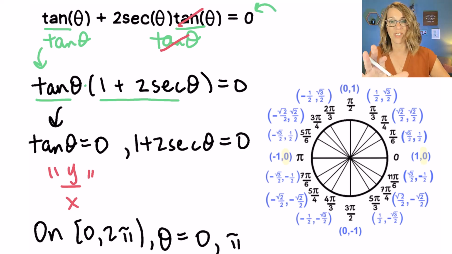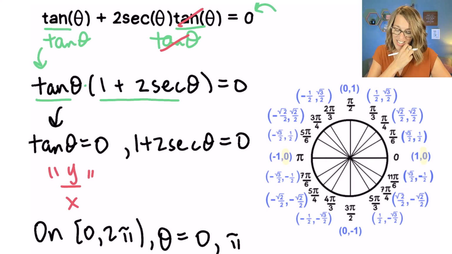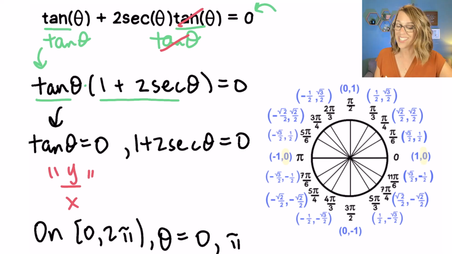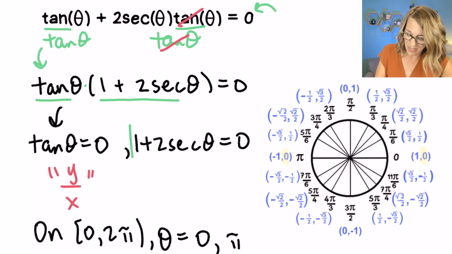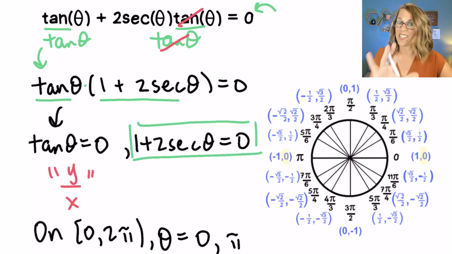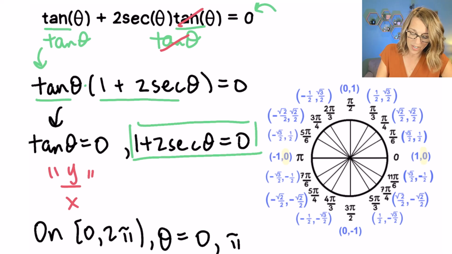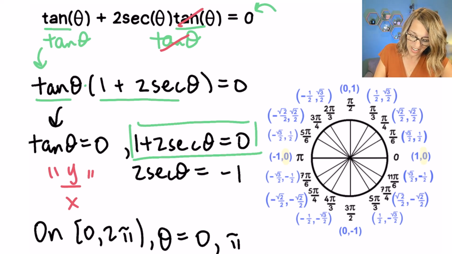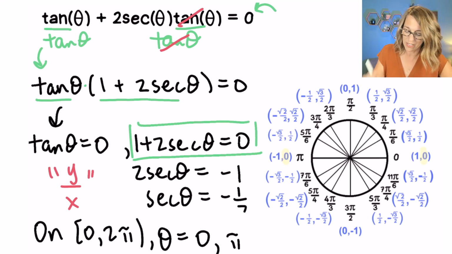We'll do the general solution in just a second, but let's go ahead and take a look at our other case. In our other case, I have that 1 plus 2 secant theta is equal to 0. I'm going to take this and solve it for my secant. So I want to get 1 on the other side. So I get 2 secant theta is equal to negative 1, and then divide both sides by 2. I get that the secant of theta is equal to negative 1 divided by 2.